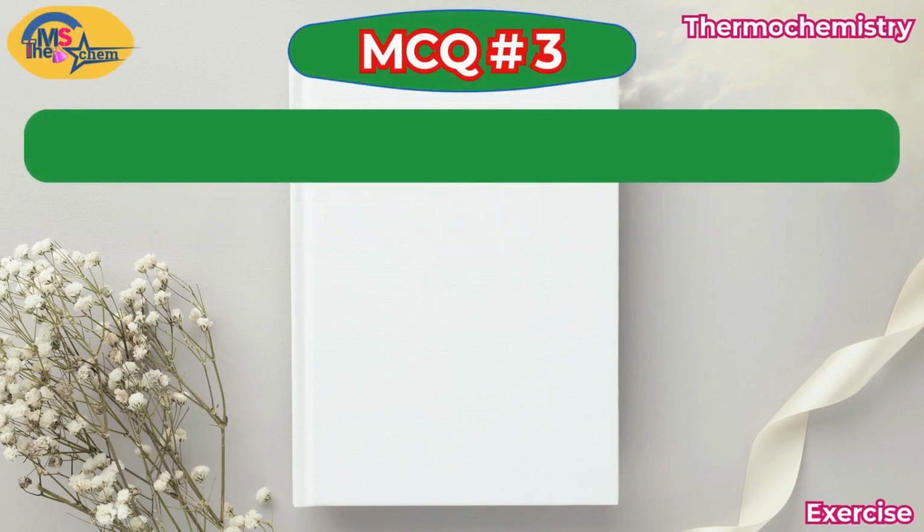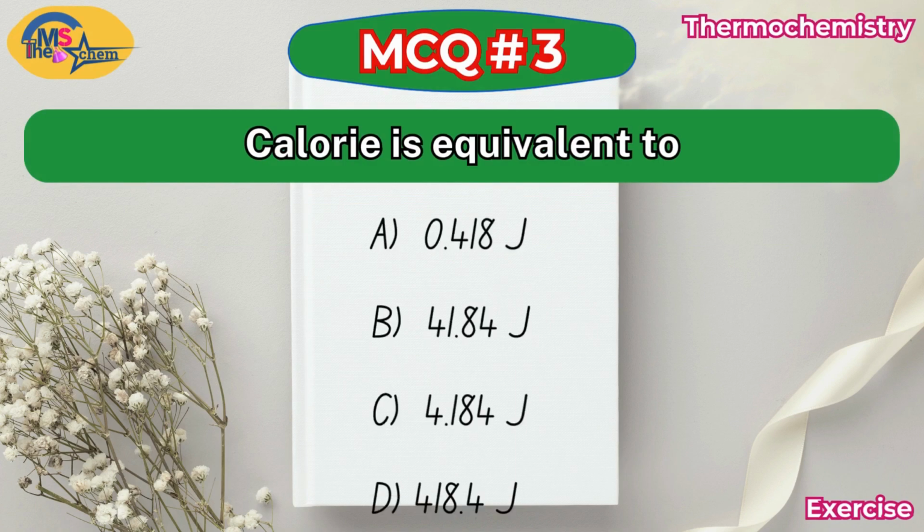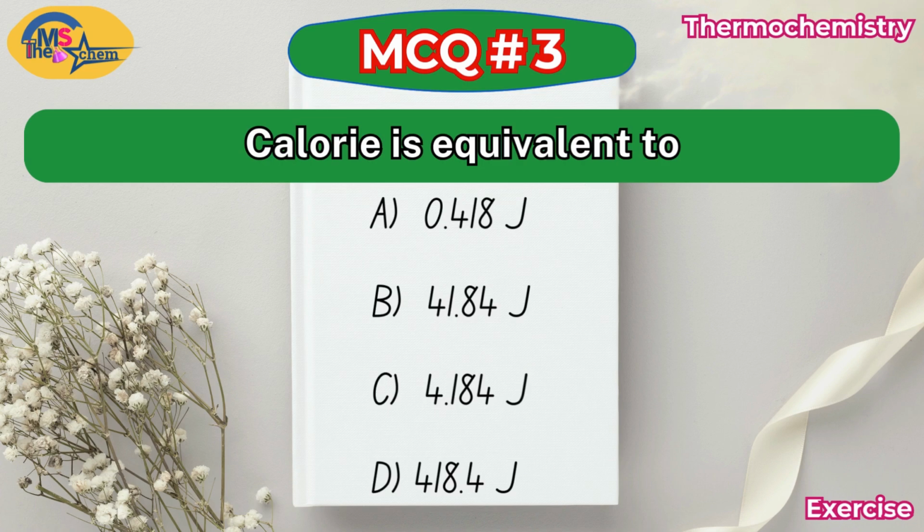And now question 3 is, calorie is equivalent to. Here are four options. Option A is 0.418 joules. Option B is 41.84 joules. Option C is 4.184 joules, and option D is 418.4 joules. So what is the correct answer to this question?